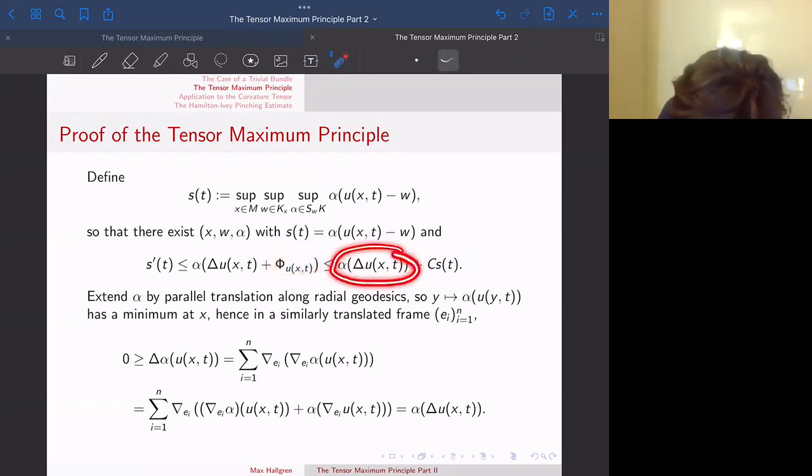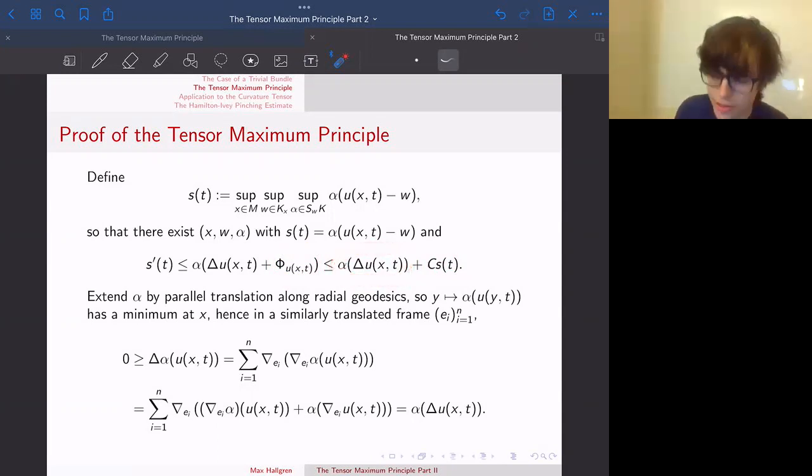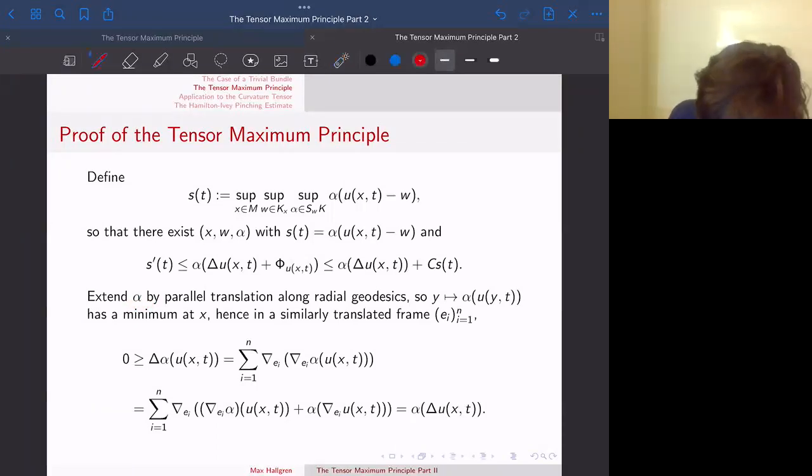And then to estimate this term, that's where we're going to use the fact that our convex set is closed under parallel translation, because we want to show that this is less than or equal to 0. And in order to do this, we're going to extend this function alpha to a section of the dual bundle E star. So I'll maybe draw a picture of what's happening. Here we have our point X where the minimum is achieved. We have a bunch of radial geodesics pointing outwards.